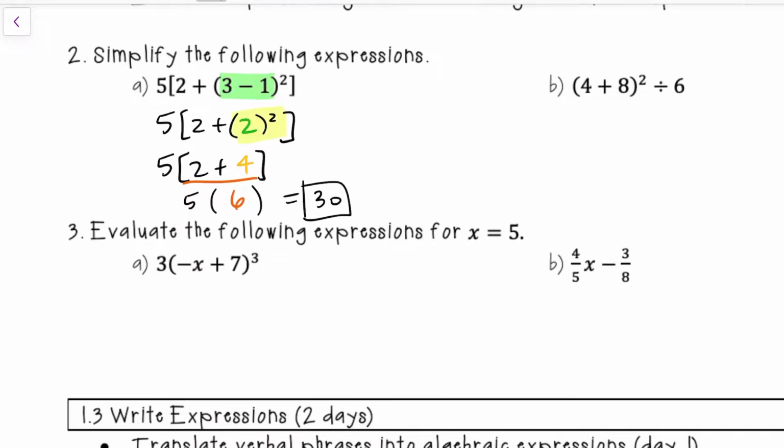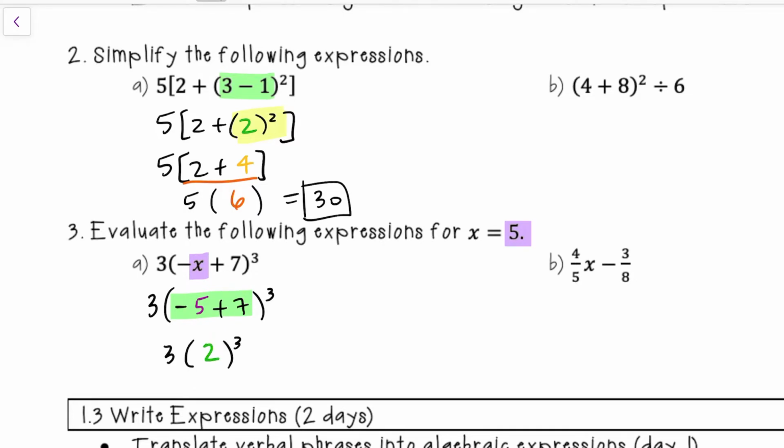Number 3A, evaluate. So again, we are just asked to plug it in. So wherever we see an X, we're going to swap it out with 5. And then we make sure we follow the correct order of operations. So 3 times negative X, or negative 5 now, plus 7 quantity cubed. And then we simplify inside our parentheses before we can do that exponent. Negative 5 plus 7, same sign, add and keep, no, different sign, subtract. Take the sign of the bigger number, so it's going to be a positive 2.